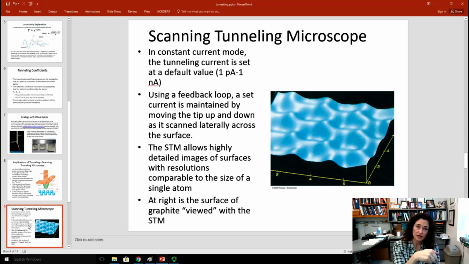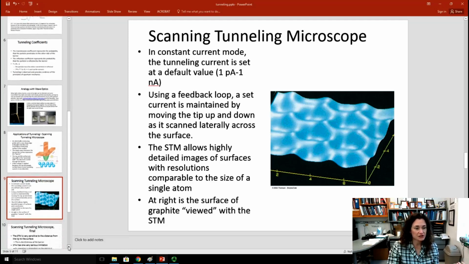Now, of course, the tunneling current is very sensitive to small changes in that gap, right, in the distance in between the tip and the sample. And so what you have to do is you have to move your tip up and down to maintain that constant current. The amount that you have to move your tip up and down is used to create an image, right, as shown here on the right, okay? So this STM will allow highly detailed images of surfaces with resolutions comparable to the size of a single atom. This image shown here on the right is of a graphite surface, for example.